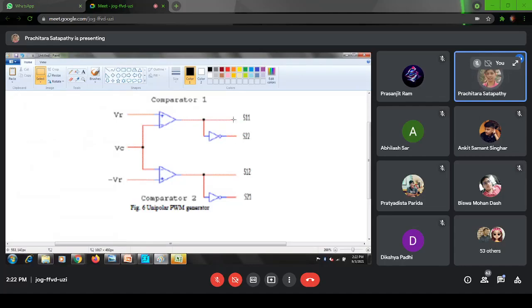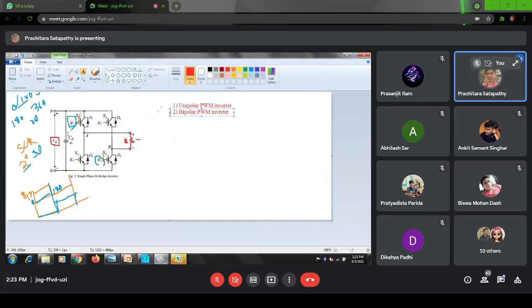And here, how many gate pulses are you generating? 4. Before it was only 2, because S1 and S3 were opposite. S1 and S2 get the same pulse, and S3 and S4 get the same pulse.